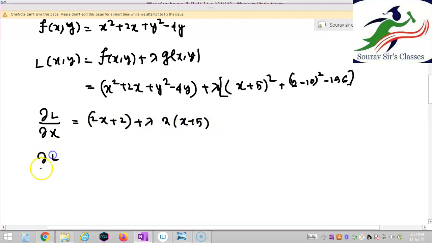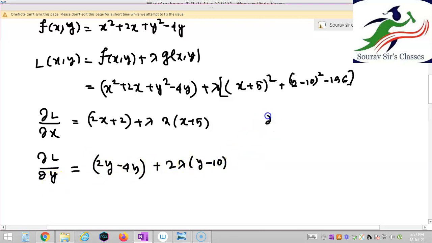Now del L by del y, differentiating L partially with respect to y, that would be 2y minus 4 plus 2 lambda into (y minus 10). And del L by del lambda will give us (x plus 5) whole square plus (y minus 10) whole square minus 196.